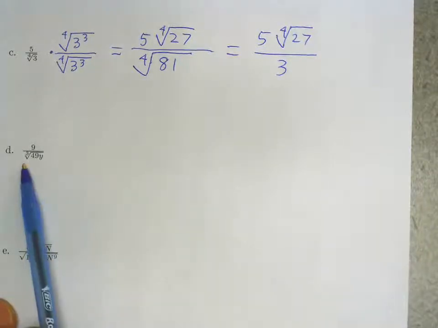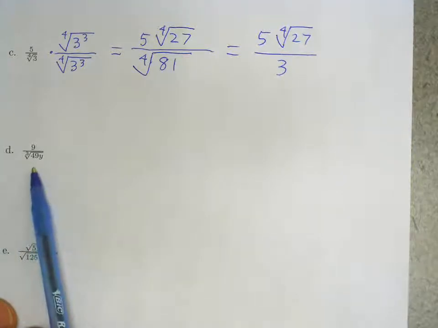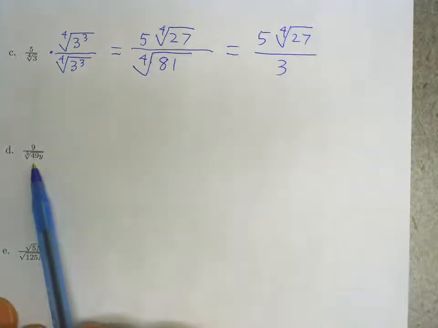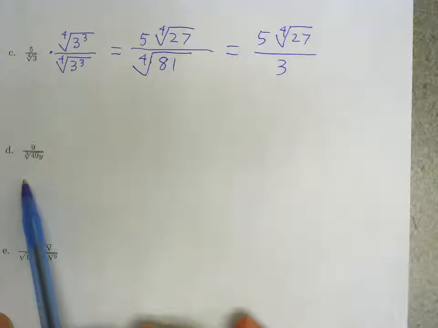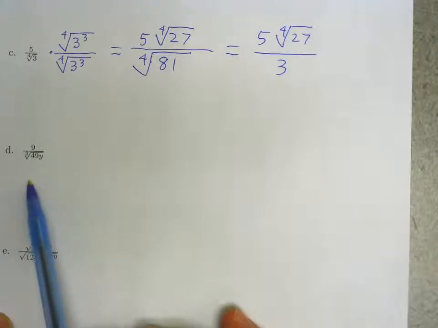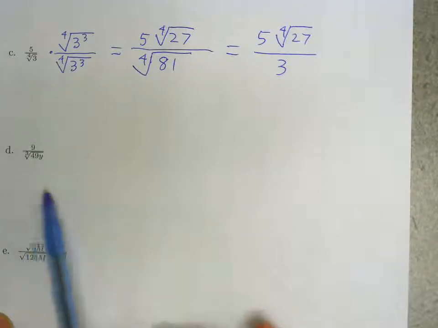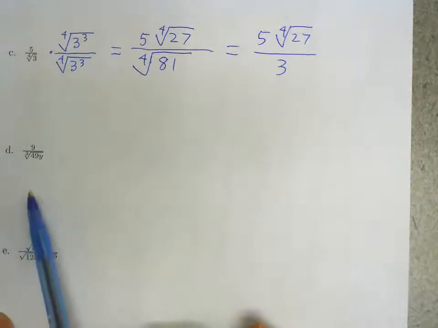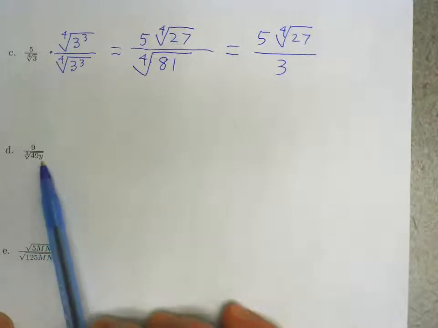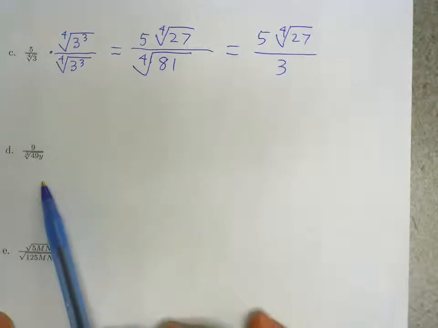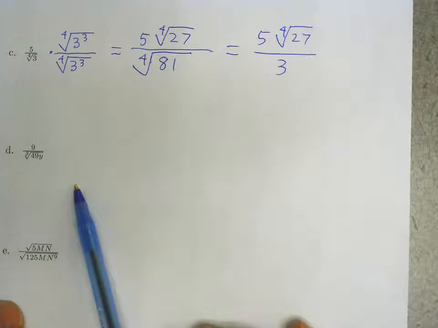This time it's 9 divided by the cube root of 49y. Notice that 49 is 7 to the second. So the number that we would have to multiply by 7 to the second to get a perfect third power is just 7. 7 to the second times 7 is 7 to the third, which is a perfect cube. And then the factor y, or y to the first: I would have to multiply y times y to the second to get y to the third.